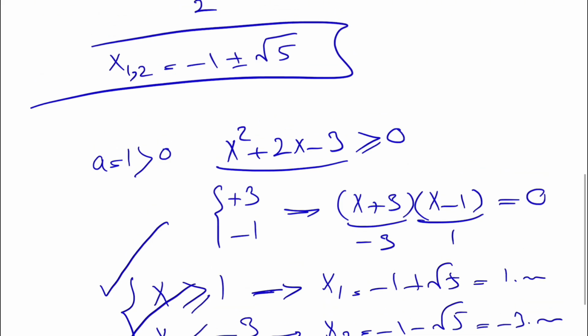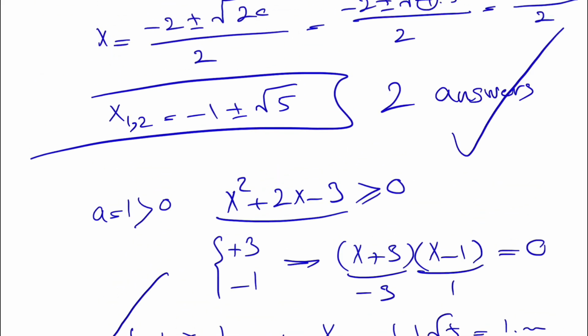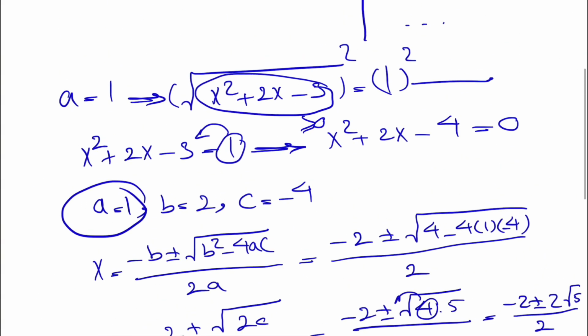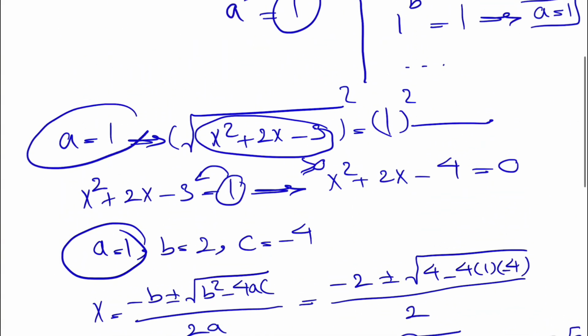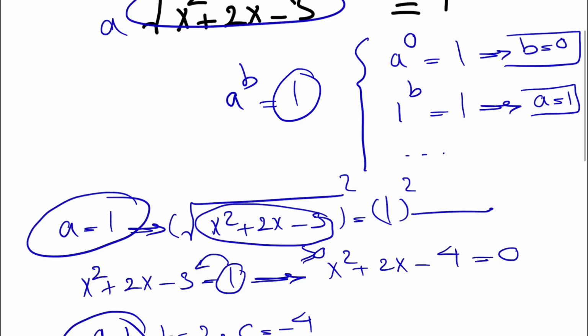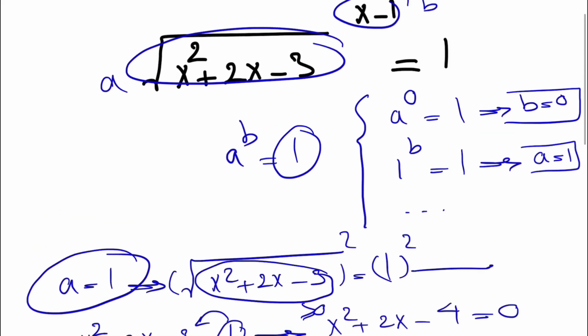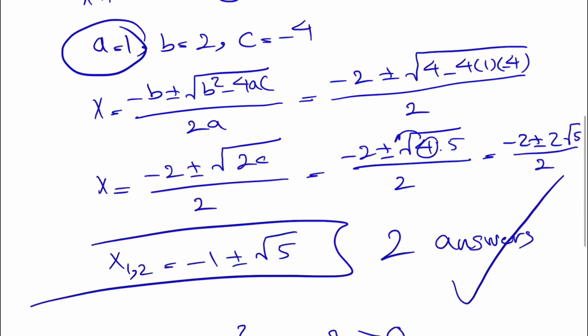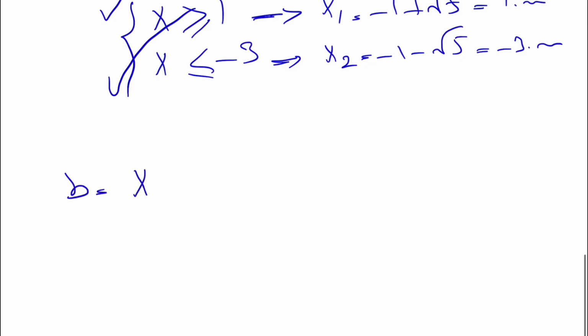So we have two answers right here from one of the situations, from this scenario where a is equal to 1. The other scenario is pretty easy. We have to have b equal to 0, meaning our b, x minus 1, is equal to 0. So our x is 1, but we have to keep in mind that we have some scenarios in here that we are trying to avoid.